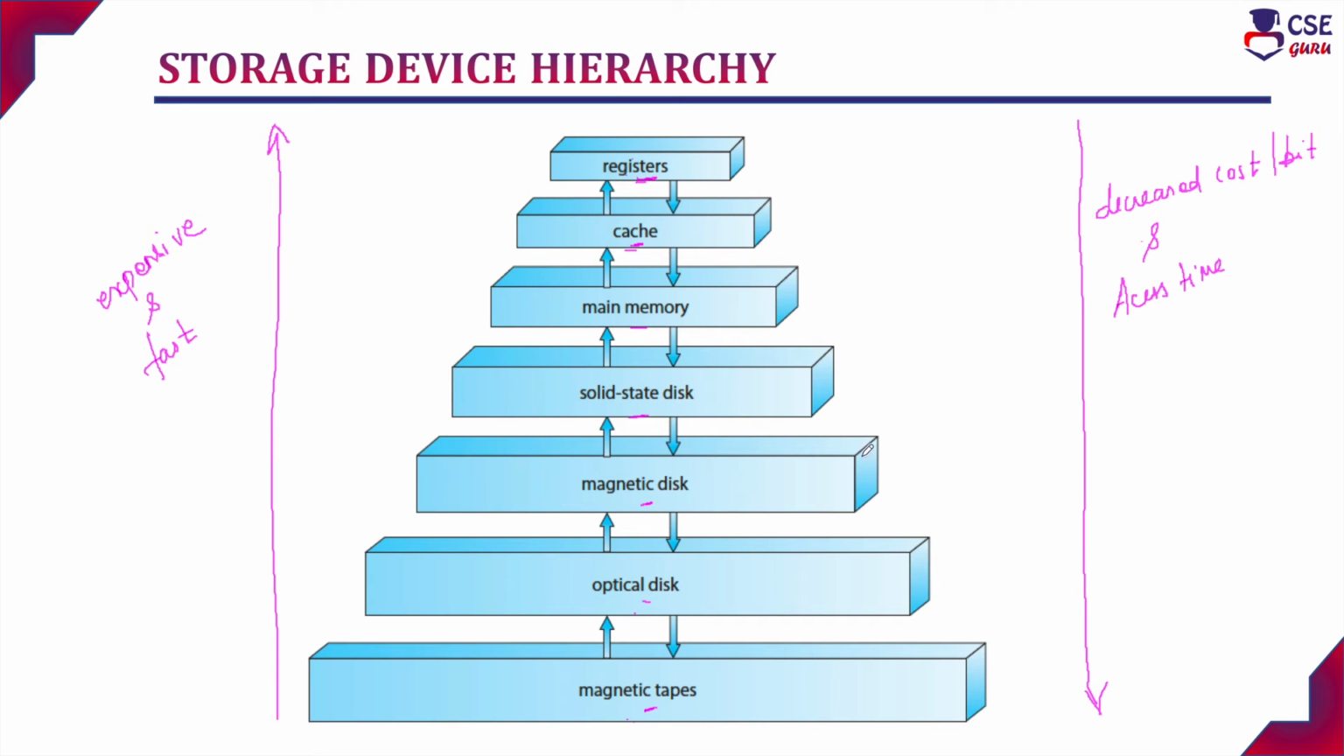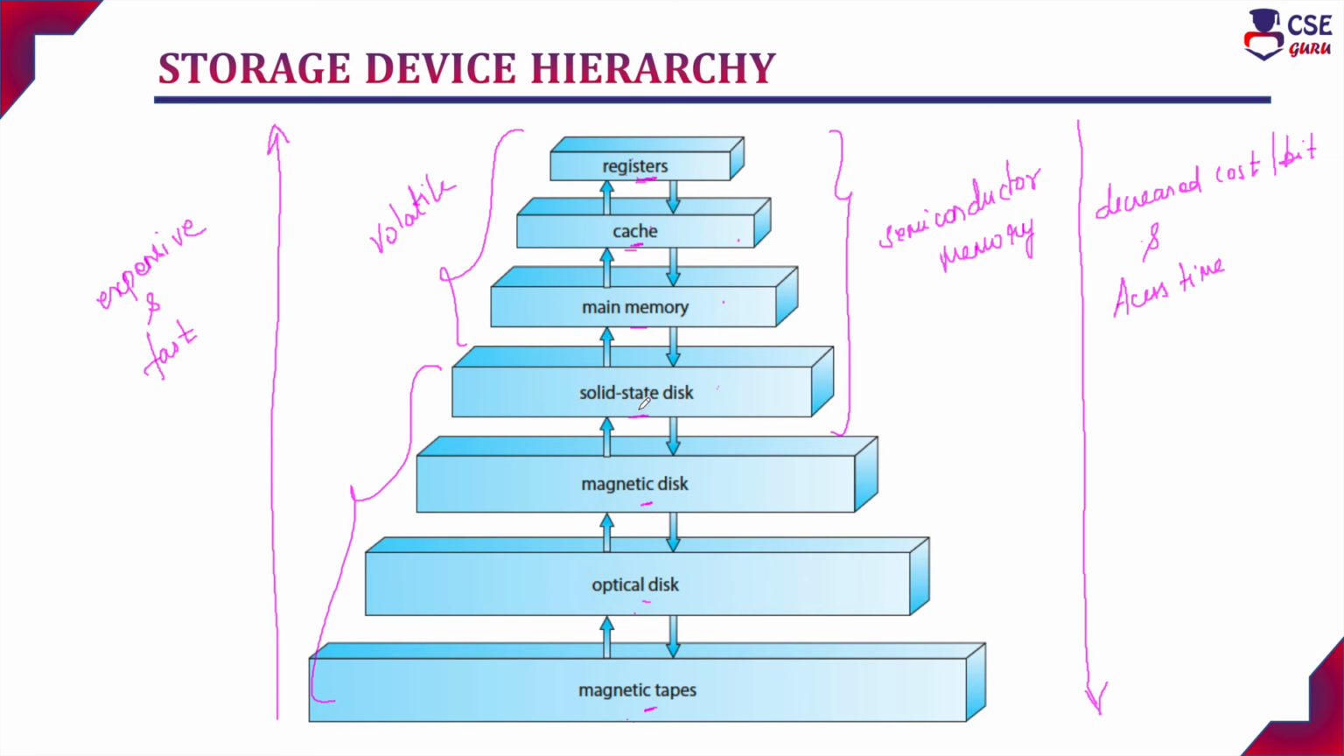Okay. And then, considering the first four memories, that is register, cache memory, main memory, and the solid state disk, the first four memories are semiconductor memory. The register, cache memory, and main memory are volatile in nature. And the remaining memories, solid state disk, magnetic disk, optical disk, and magnetic tape, are non-volatile in nature.